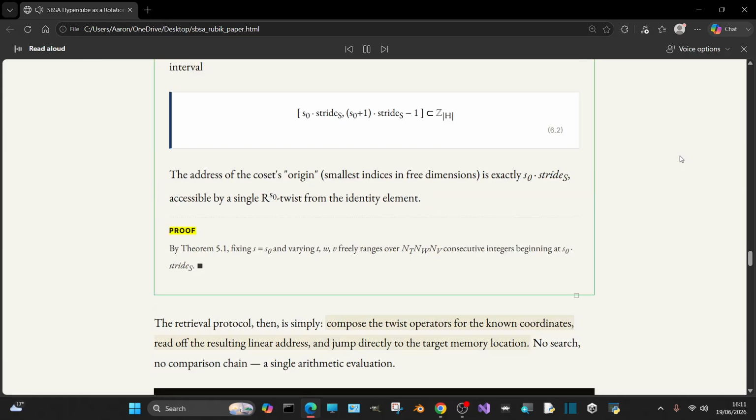Proof. By Theorem 5.1, fixing S equals S0 and varying T, W, V freely ranges over N_T N_W N_V consecutive integers, beginning at S0 × stride_S. The retrieval protocol, then, is simply: compose the twist operators for the known coordinates, read off the resulting linear address, and jump directly to the target memory location. No search, no comparison chain, a single arithmetic evaluation.